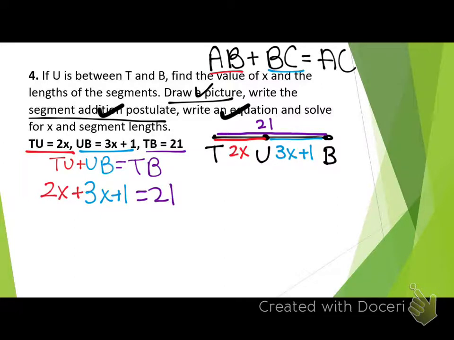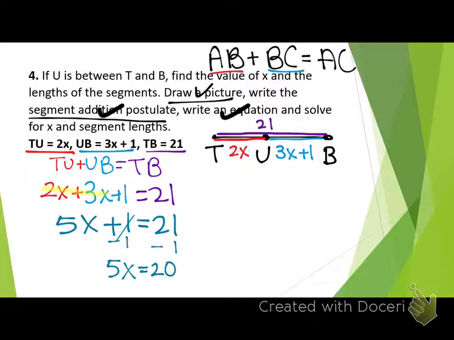All right. Nothing to distribute. Remember, don't call after midnight. So D is distribute. C is combine like terms. Do we have any like terms? Yes. 2x and 3x make 5x, plus 1 equals 21. And then my next step, subtract 1. So 5x equals 20. Divide by 5. And x equals 4.